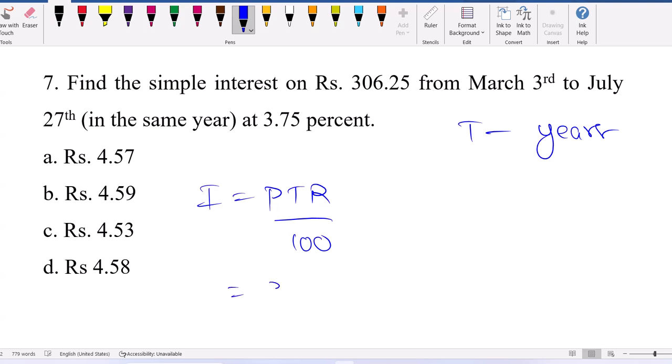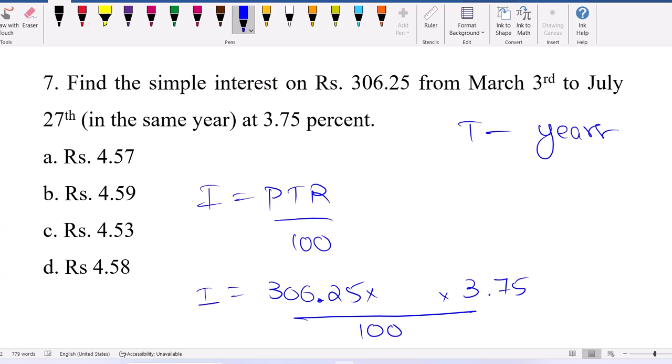You know the P value, 306.25. T is yet to be known. The rate of interest is 3.75 divided by 100. All these are quite okay, but the worry is regarding the timing. And I cannot approximate because the options are very close: 4.57, 4.59, 4.53, 4.58. We cannot approximate here, sir. How can we calculate the timing here?